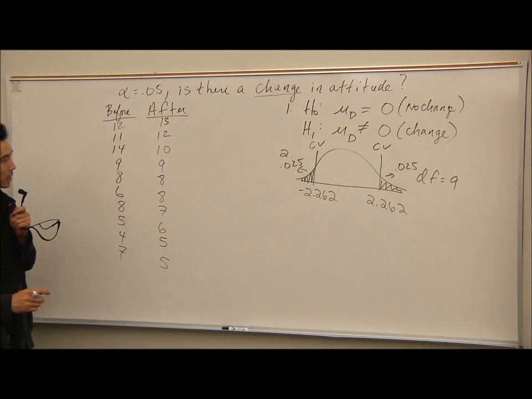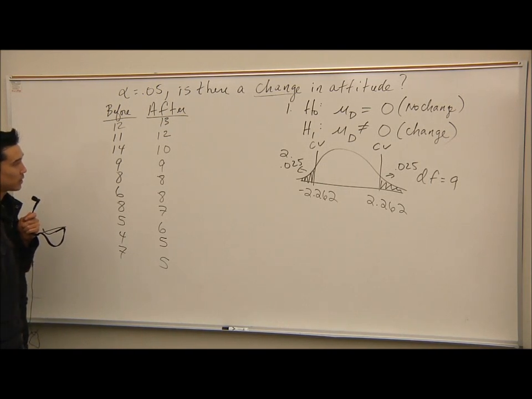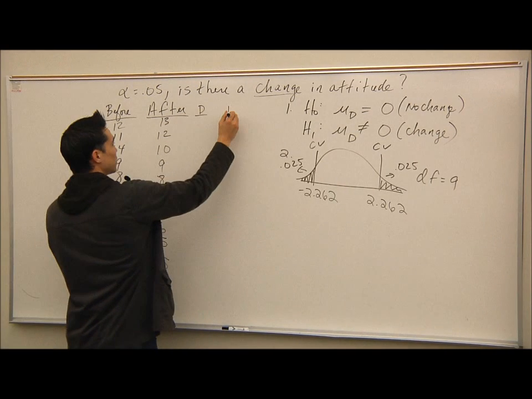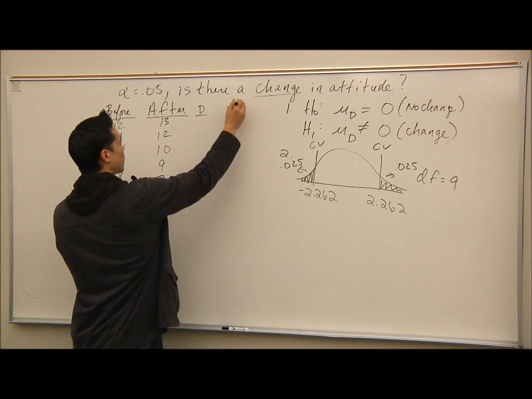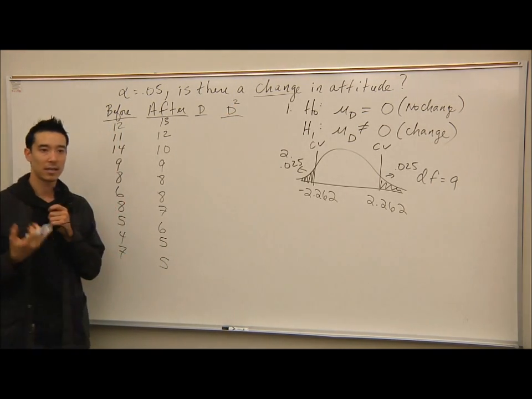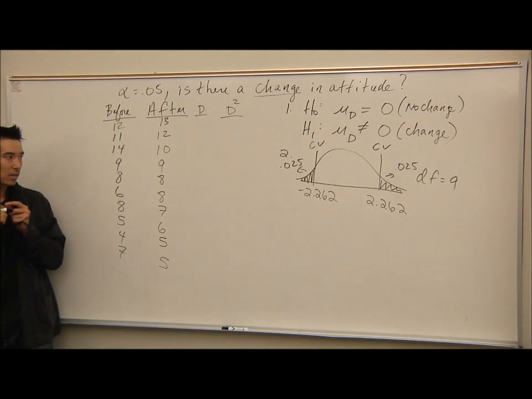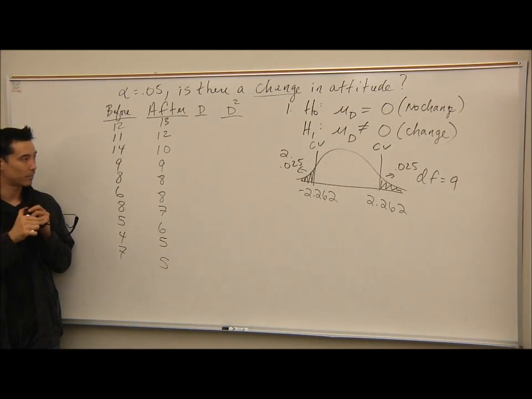Go ahead and give it a shot. You got to do your d column. You got to do your d squared column. You got to get the sum of the d's, the sum of the d squareds. So let me give you like 5 minutes, and then we'll compare answers.